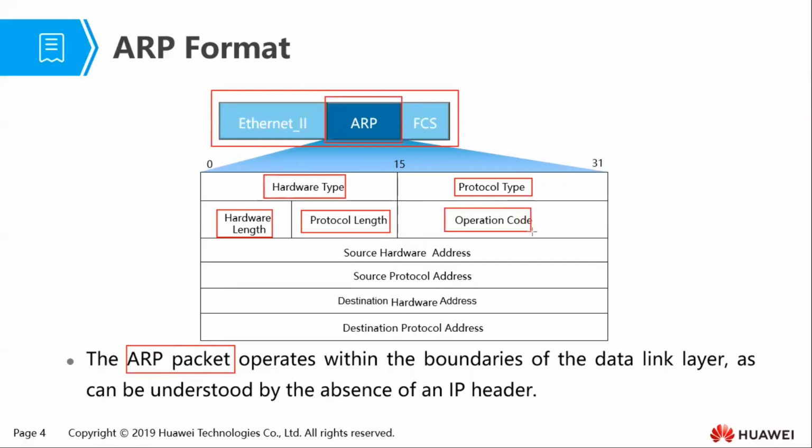Then this one is important, the operation code. Now, the operation code can be one of two values. It can be a request or a reply. So this field is going to have one of these values, request or reply.